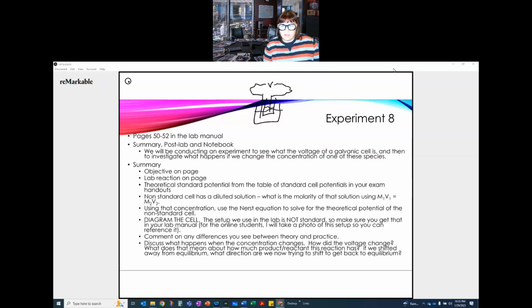I'm going to take a picture of this in the laboratory so that I can post it for you guys so that you can see what it looks like. Do everything I can to do that tomorrow.